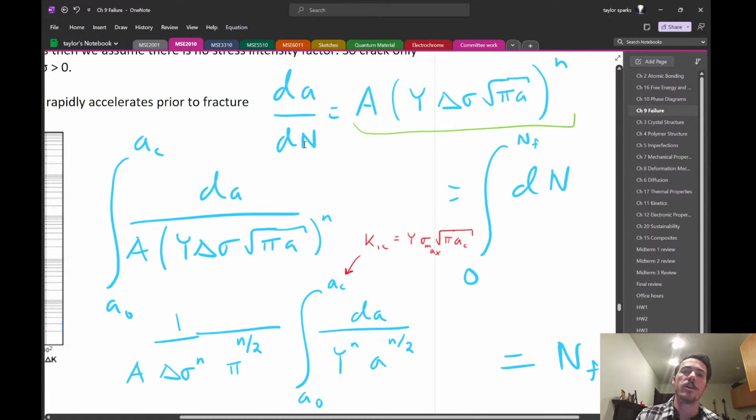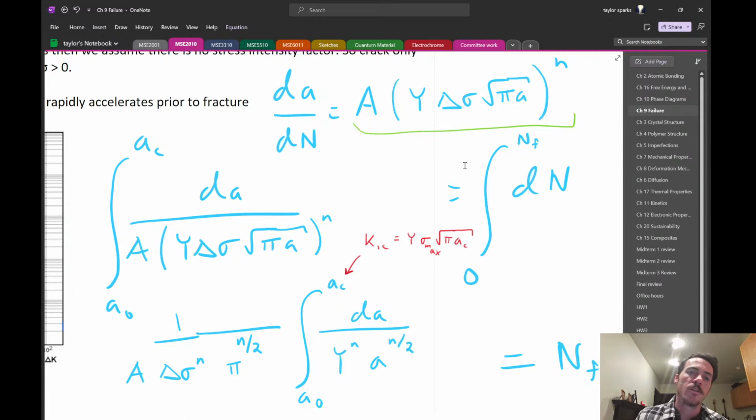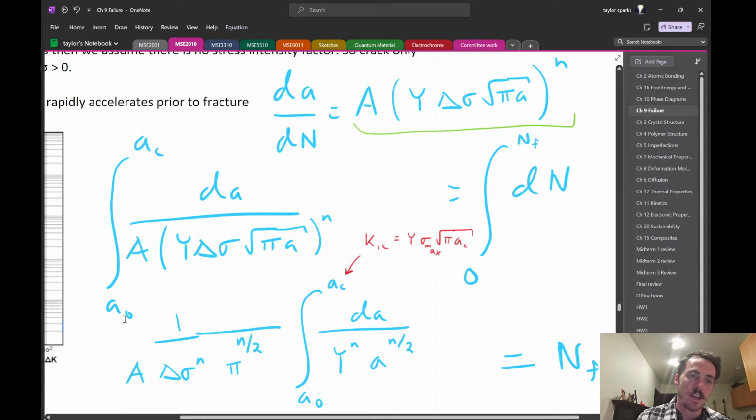Essentially, they took the same equation as before, dA/dN equals A delta K to the n, where delta K is just from our Griffith fracture equation from before. And all we're doing is separating the variables, dA and dN, and putting those on 2 different sides of the equation. Then we integrate both from the beginning of the crack, whatever it was when it started, A naught, all the way to the largest that the crack will be when it fails, our critical flaw size, AC. On the right-hand side of the equation, that means we're integrating from no cycles all the way to the number of cycles at failure.